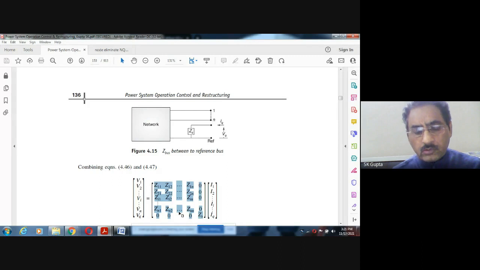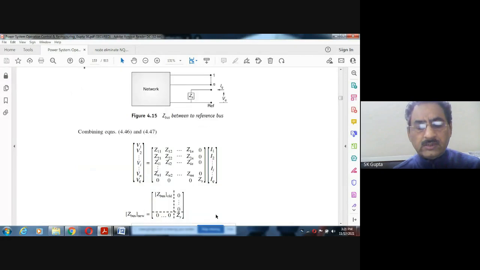Yes, sir. Okay. So now you see, this can be written in short like this. This was the Z bus old, and they all are 0 column element or row element 0.